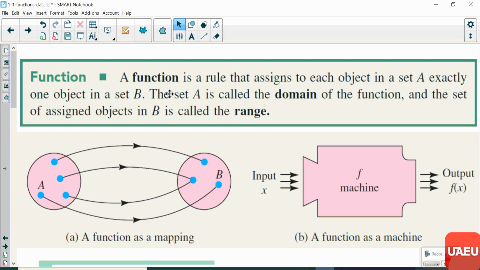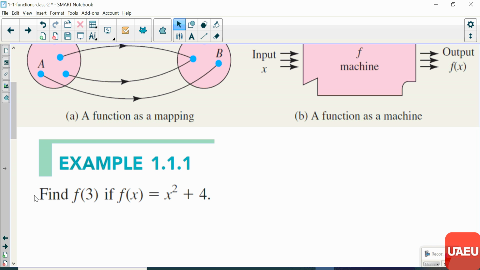So using a picture, you would notice that the set A here is the set of the inputs. The set B is a set of the outputs. These arrows try to represent the work of the function. Similarly here with this picture of a machine. So the values that we put into the machine or the function are called inputs. The values that we get out of the machine are called the outputs. So obviously, we want to know how to evaluate this.